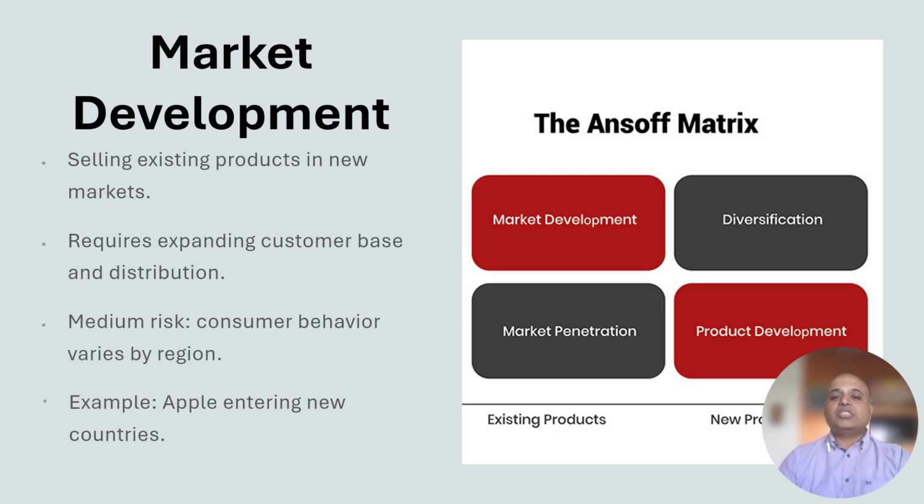Now let's move on to the second growth strategy in the Ansoff matrix, market development. This strategy is about taking an existing product and selling it in a new market. Instead of just selling more to the same customers, the business looks for new customers in different locations or demographics. But how does a company expand into new markets? Here are some key ways.